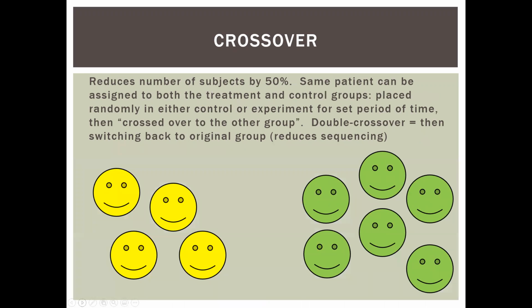And then there's a crossover study. Crossover means that you have a control group and your experiment group, and you give them the pill or the gas to breathe in or whatever. Then after that, you cross over, and now the control group actually gets the pill or the gas, and the other group ends up being the control. So it's kind of switching just in case it makes a difference. The same patient can be assigned to both the treatment and the control group. They're placed randomly in either control or experiment for a set period of time, but then they are crossed over to the other group. This is about the time when Tiffany starts yawning.